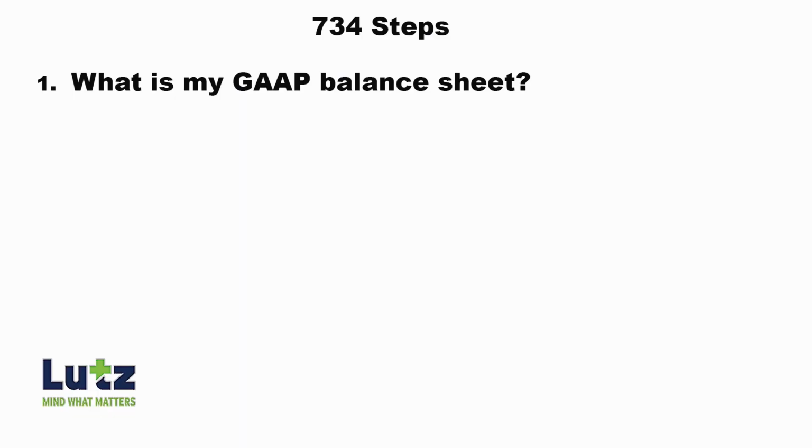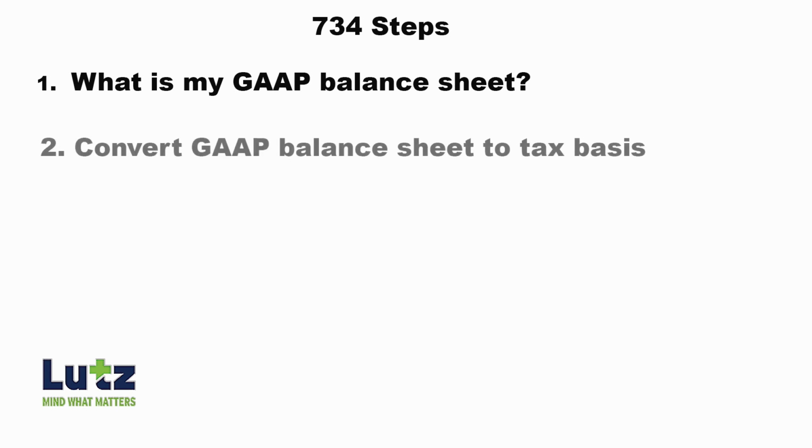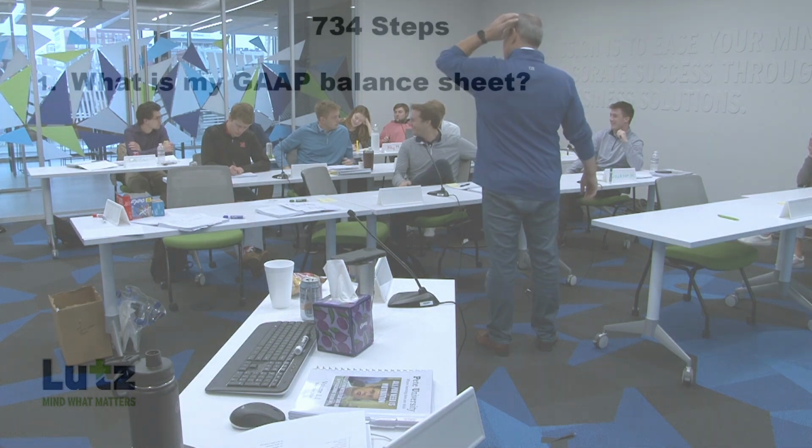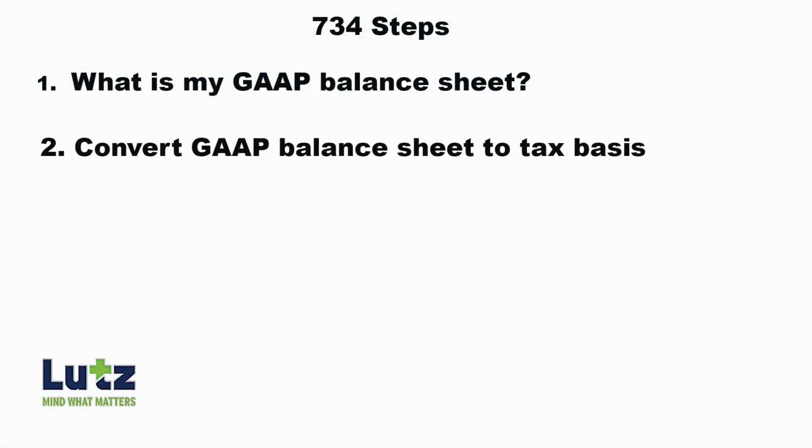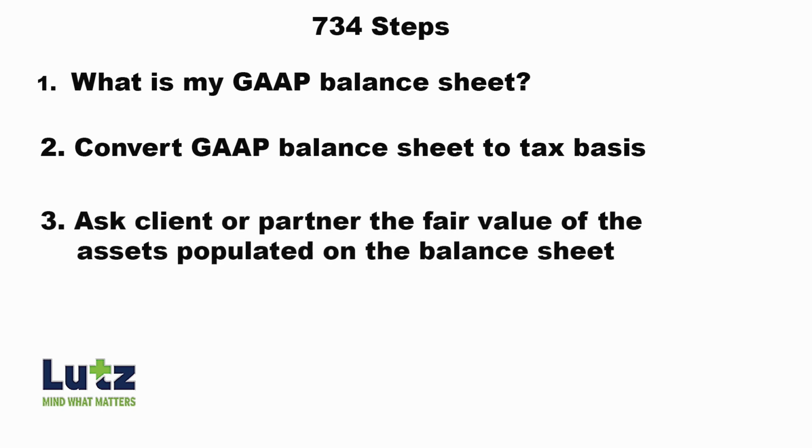So what are our steps again? Just to make sure I didn't fall asleep in the middle. First step is create a GAAP balance sheet, and then convert the GAAP balance sheet to tax basis. And then third, you'll talk to the manager on the fair market value of the assets.